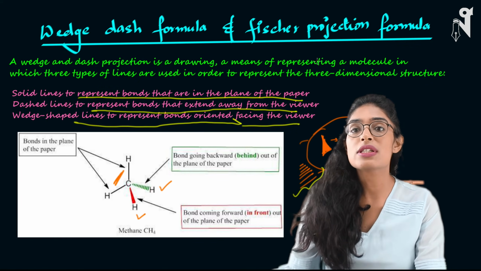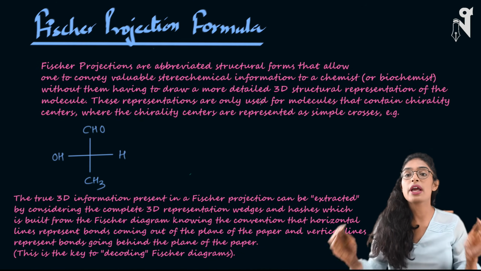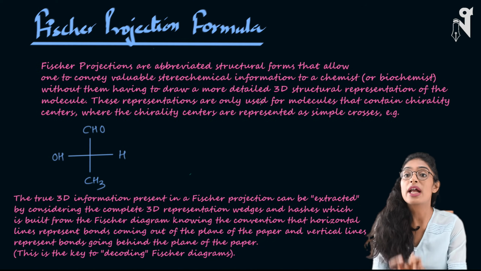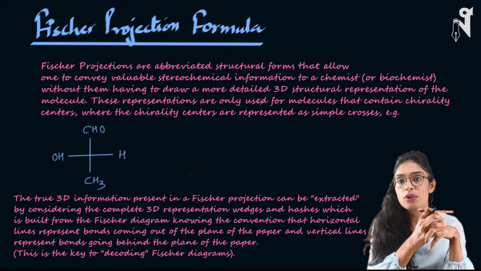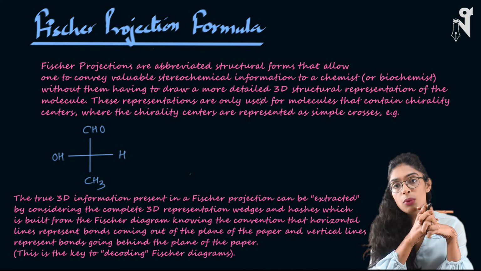Now let's talk about the Fischer projection formula. We have seen what wedge and dash are. That was also one kind of 3D representation of the molecule, whereas when we talk about the Fischer projection, that is a 2D representation of the molecule.